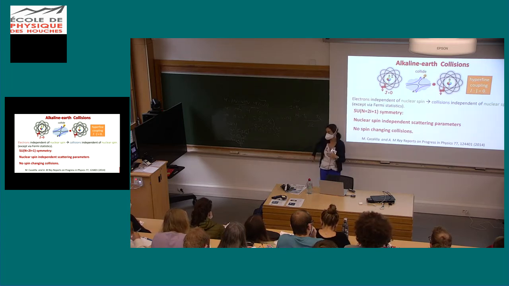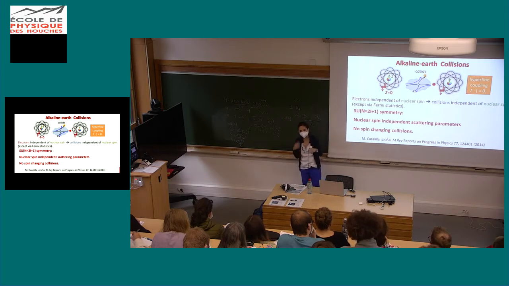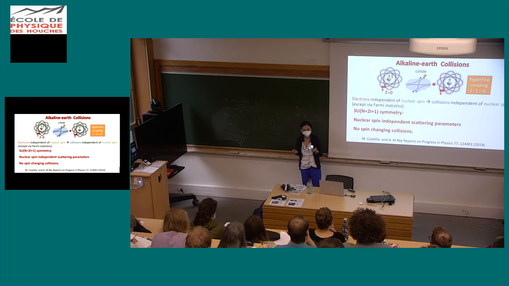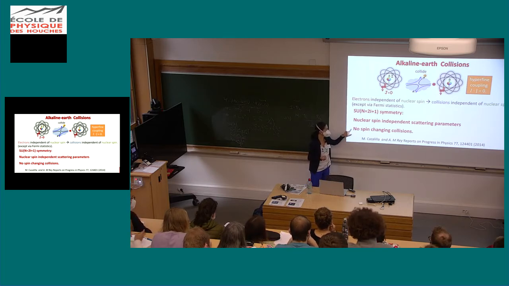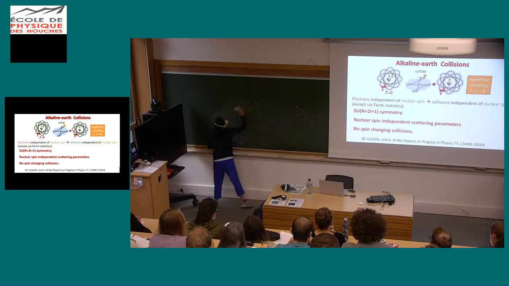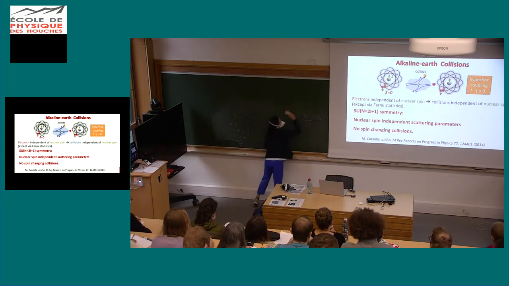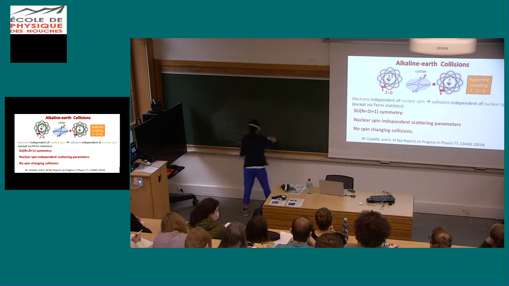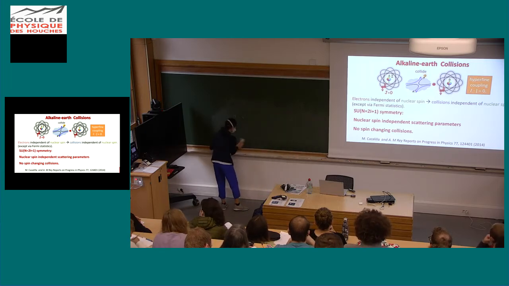So let me introduce a little bit the idea of SU(N) to make you more familiar with that first. And second, I'm going to emphasize the difference between this type of atoms and the case, for example, of alkali atoms. For SU(2), we are very familiar with the idea of Pauli matrices. SU(2) is the group associated with rotations.